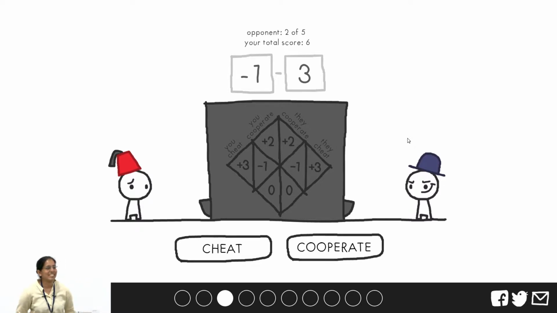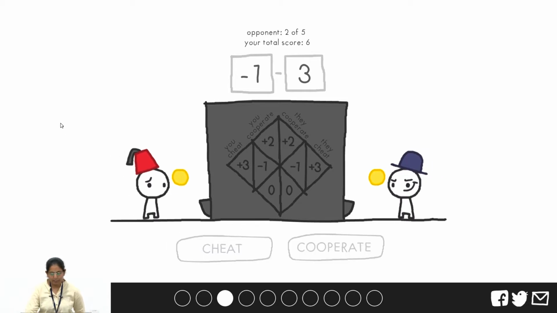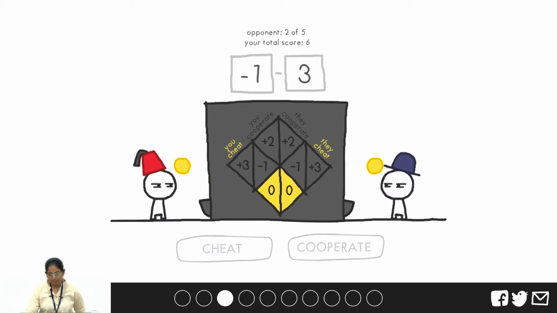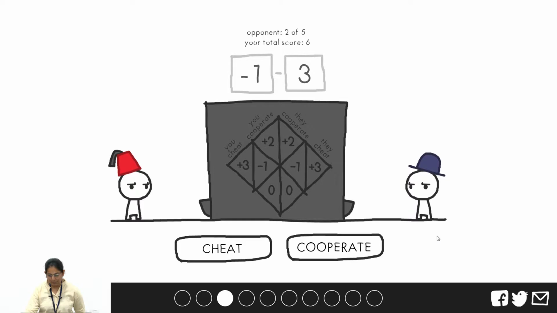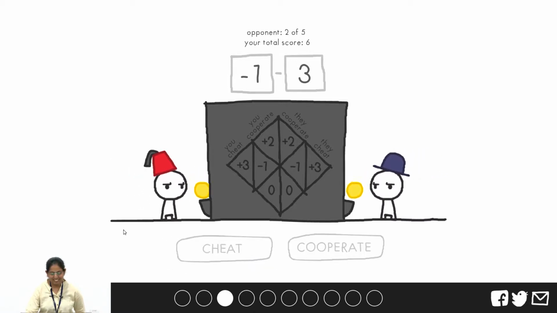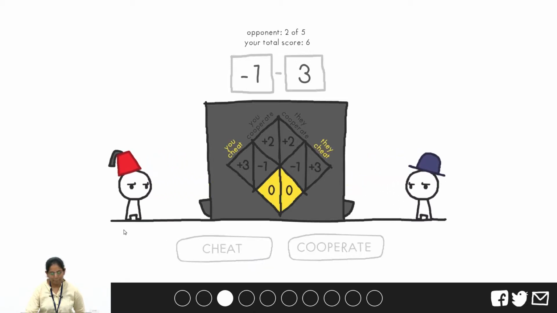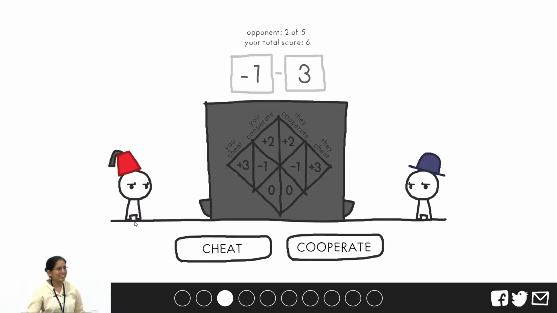How do you want to continue? So it's your turn. Cheat. So revenge mode, you got cheated, you want to cheat back. Okay. So both of you have smartened up. How do you want to continue? Cheat. Nobody is relenting here. What do you want to do? Cheat. Okay.